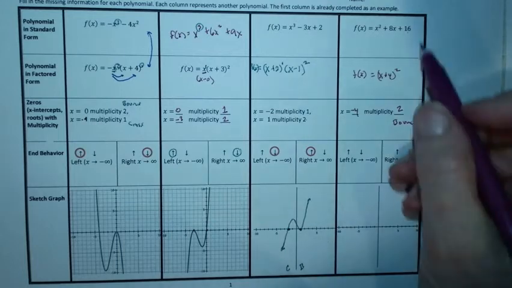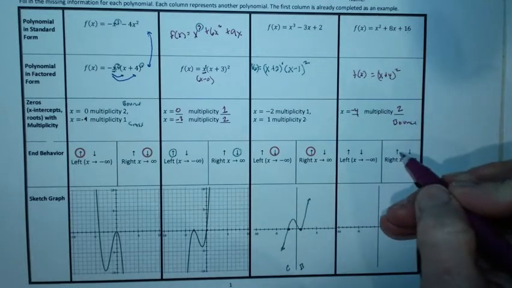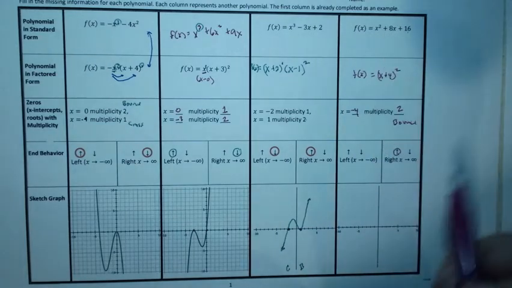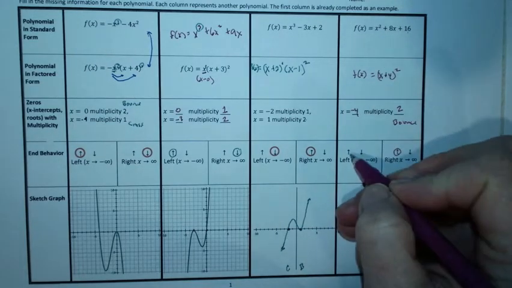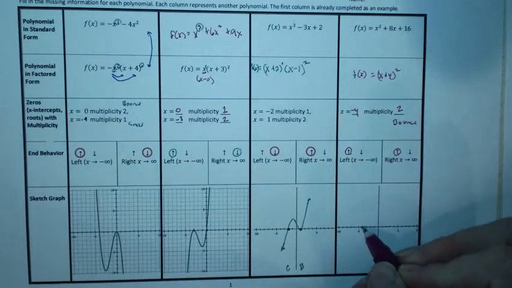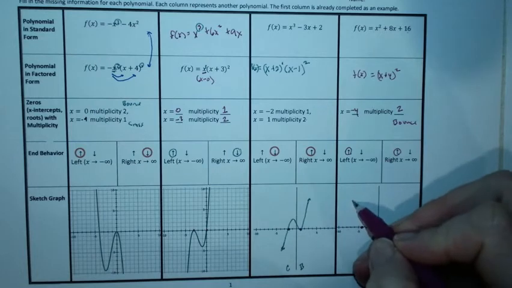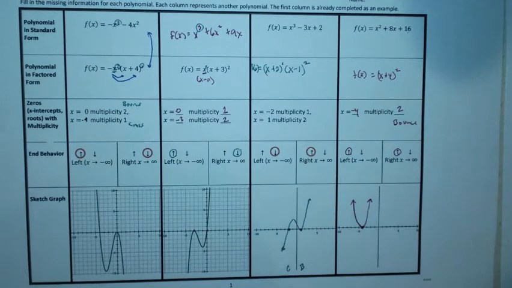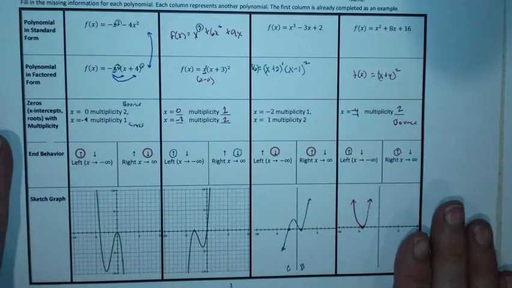And so I know based on here that my right-hand side is going to be going up because I have a positive leading coefficient. It's an even function, so my left-hand side is going to be doing the same thing, going up. Okay, my 0 is at -4, and it's basically just going to be a parabola. It's going to come down and bounce off of there and go up. Okay, so that's how you work through these worksheets.